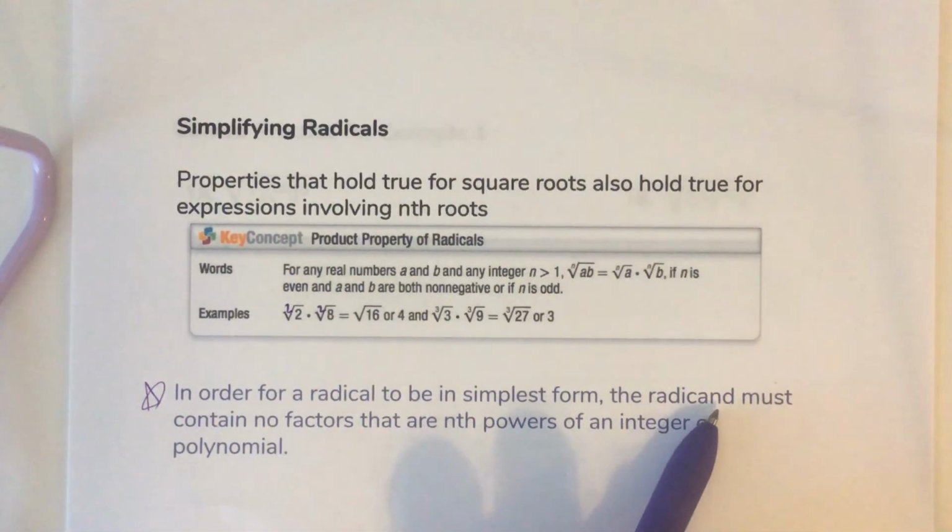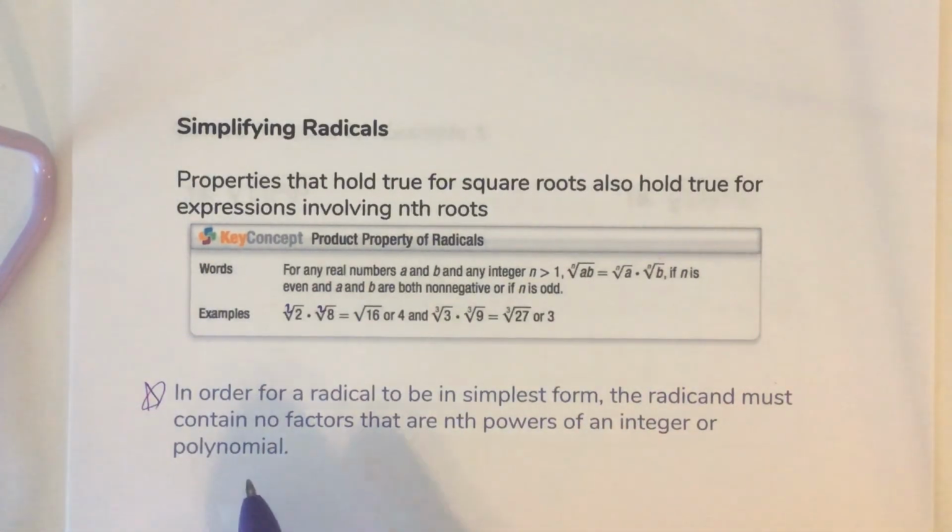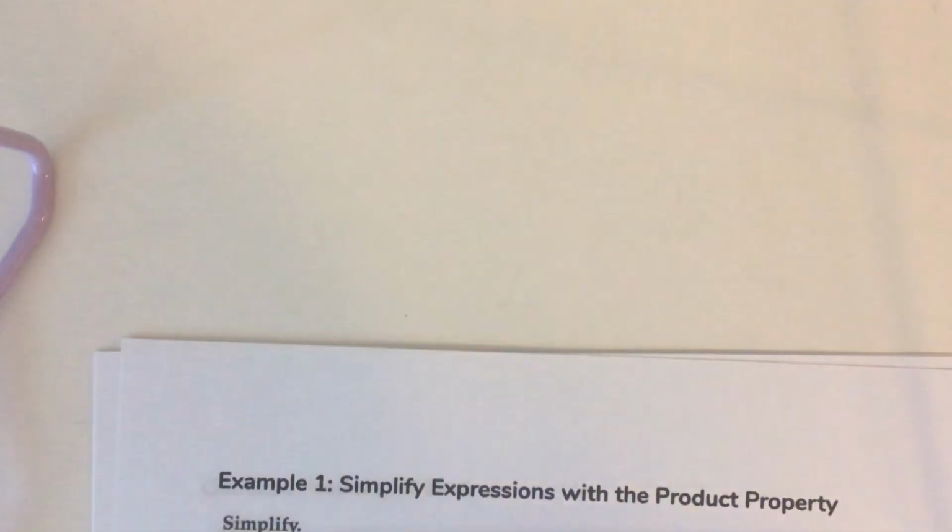And a little note down here, in order for a radical to be in simplest radical form, the radicand, what's underneath the square root, must contain no factors that are nth powers of an integer or polynomial. So basically you just have to simplify it to lowest terms and just double check that you're doing that. That's kind of all that note is saying. So let's try some examples here.